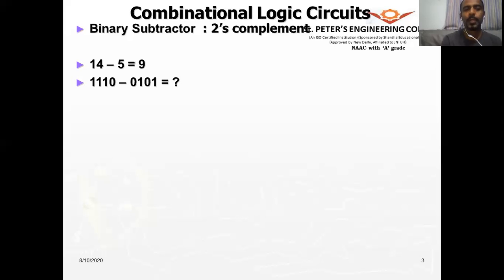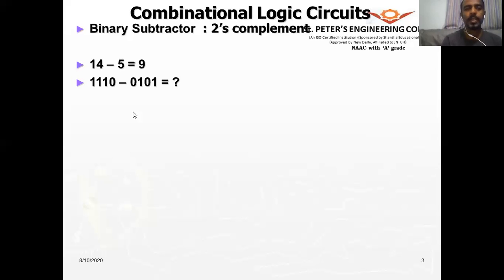All right, so this is the binary. But do we know the binary subtraction? How are we going to do the borrow? So let's not break our head on that. Let us do the simple 2's complement method. So this is a method used for subtraction.